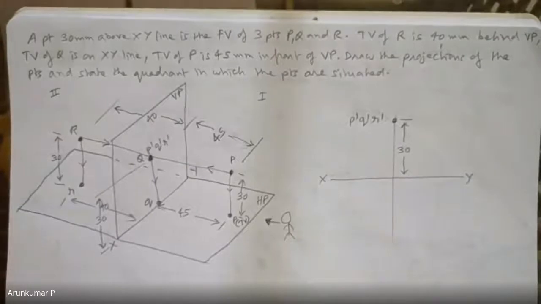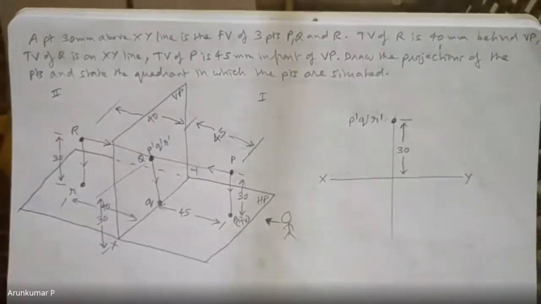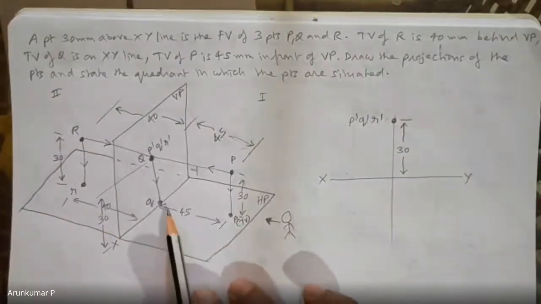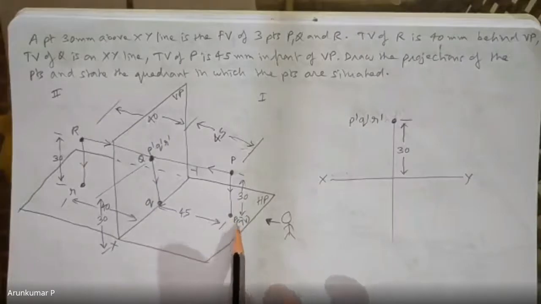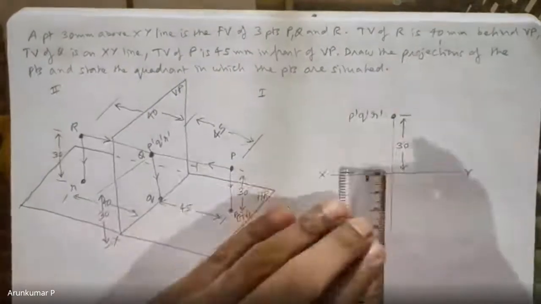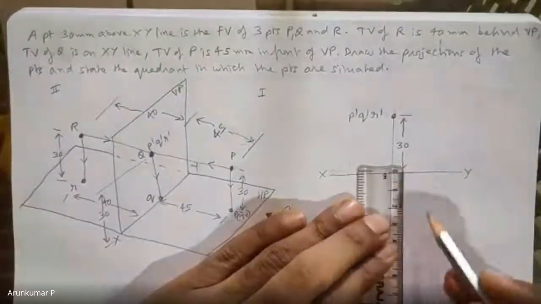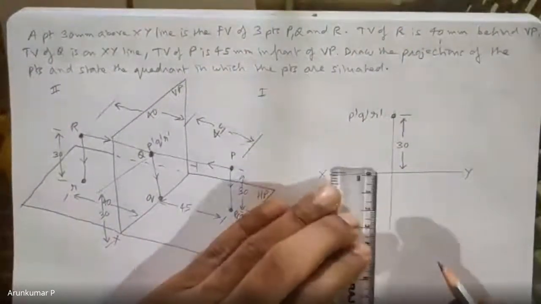Okay. Now, front views are located, no problem. How about the top views? Where is the top view of P? 45 mm in front of VP. So what will happen to P, 45 mm in front, when HP is rotated? It goes below XY line. It will go below. So 45 mm below. So maybe somewhere here.